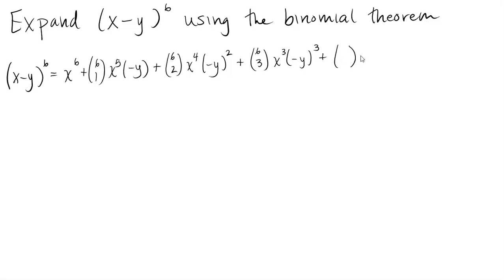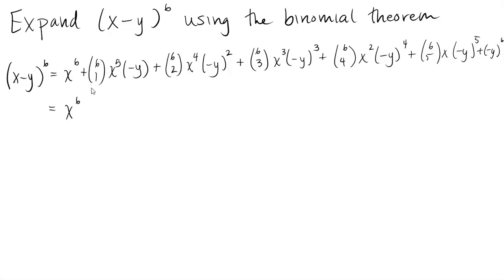Again, 1 fewer copy of x, 1 more copy of minus y. 6 choose 4 ways to choose 4 copies of minus y. 6 choose 5 ways to choose 5 copies of minus y. Notice that means we're only choosing 1 copy of x. And now we're to the very last term where all we're choosing are minus y's. We're going to choose 6 of them. There's only one way to do that.